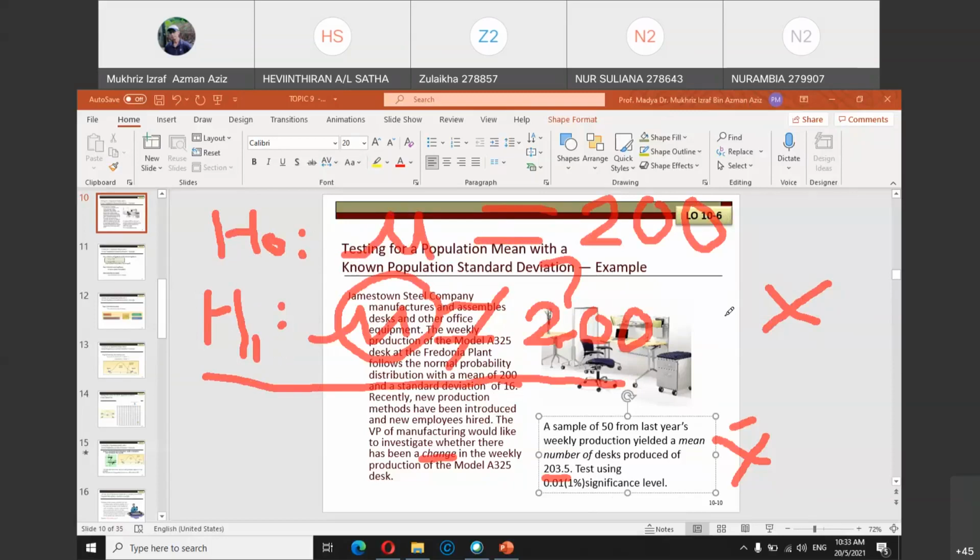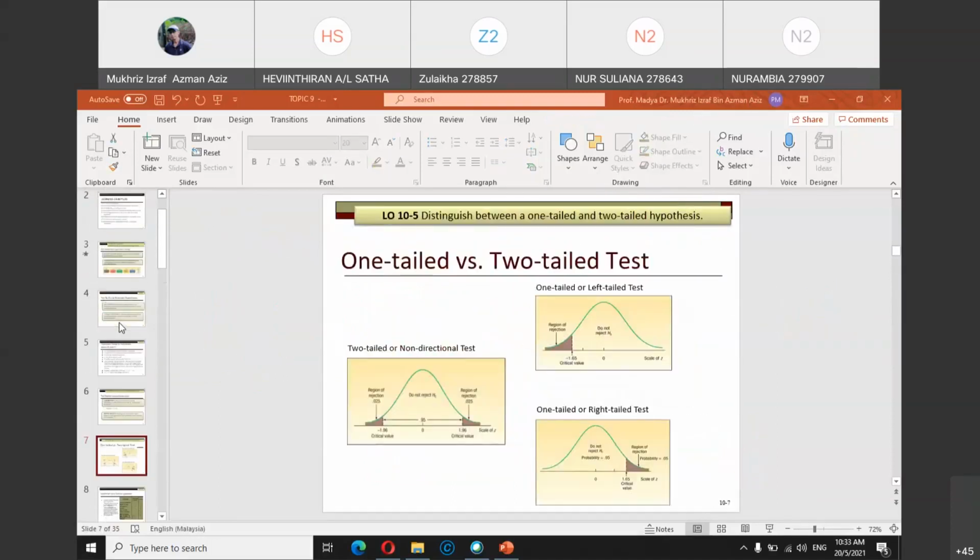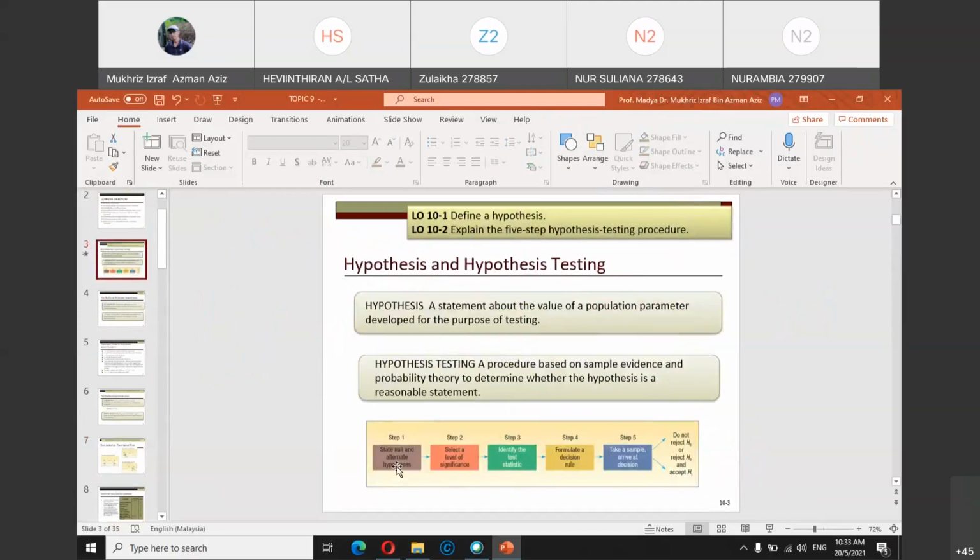From here, if you look at the five-step procedure from just now, number 1 is clear: you already constructed your H1 and your H0. The level of significance is given to you as 1%, 0.01. Next, determine the test statistic. What test are you going to use? Because sigma is given from the population, you are going to use the Z test statistic. Just mention that the test statistic will be the Z test, because sigma is given. Then step 4, formulate the decision rule.